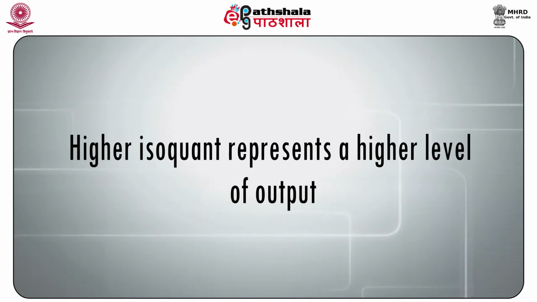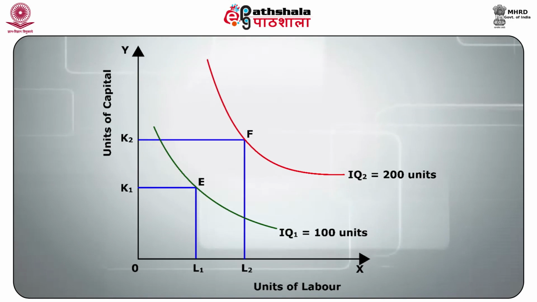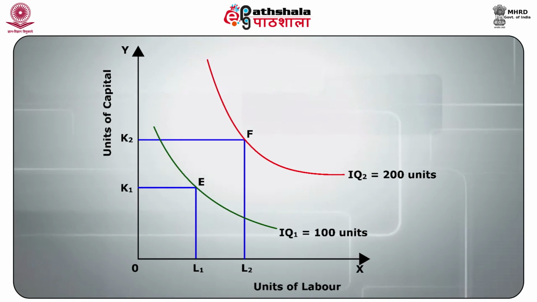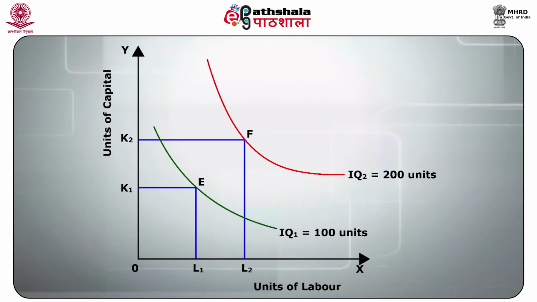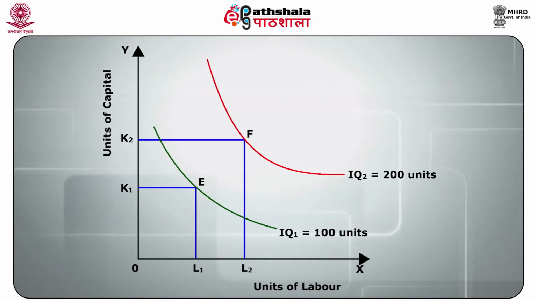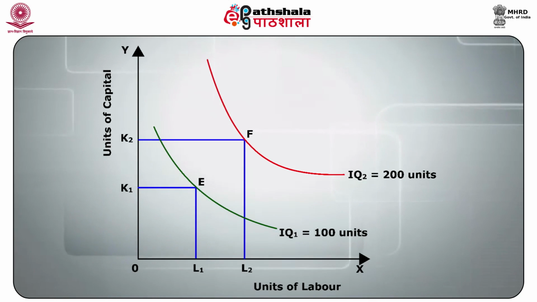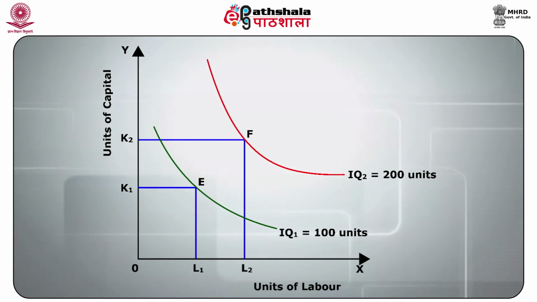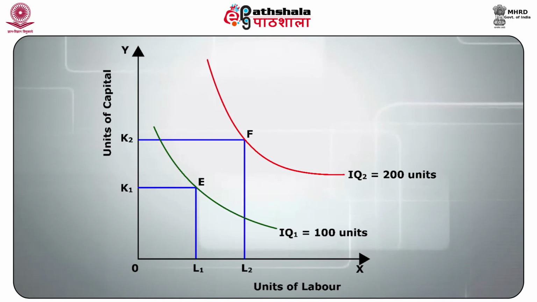Higher isoquant represents a higher level of output. The figure shows that combination F of factors OL2 and OK2 on isoquant IQ2 represents a higher quantity of output than factor combination E, OL1 plus OK1, on isoquant IQ1. OL2 plus OK2 produce 200 units of output, while OL1 plus OK1 produce 100 units of output. Therefore, isoquant IQ2 shows a greater level of output.